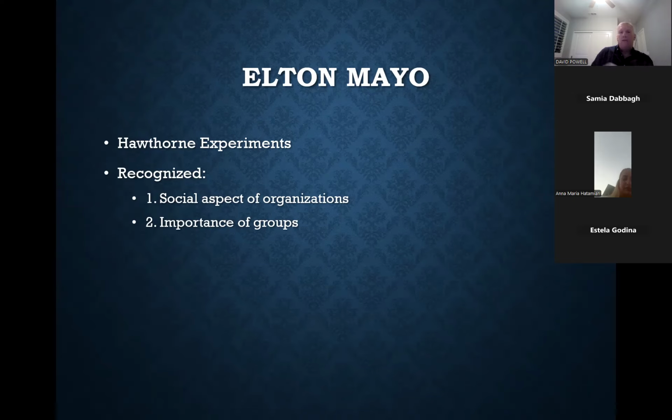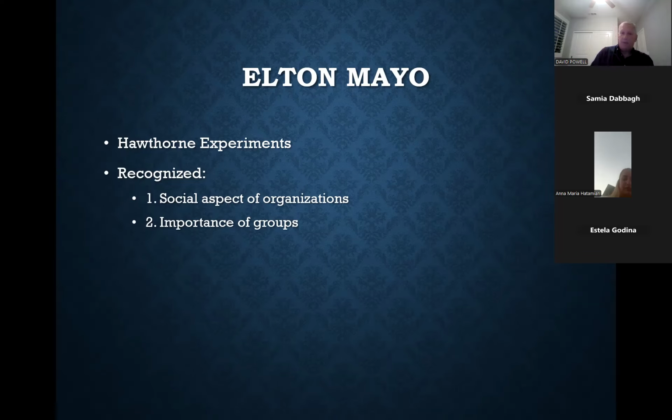So he recognized that we have social organizations, and within those social organizations, we have formal as well as informal groups. And we have to understand these social dynamics before we can understand how to make our organizations effective and efficient. So you can see why Elton Mayo is really squarely in the school of human relations, because he's understanding that we have to treat people as human beings and we have to recognize their social requirements as human beings.